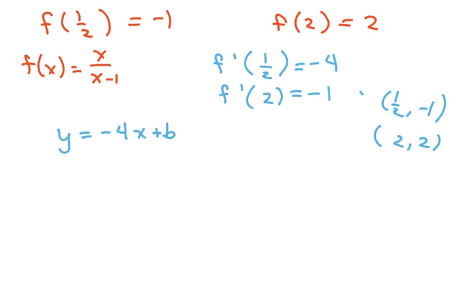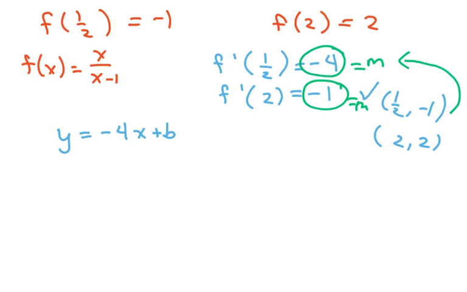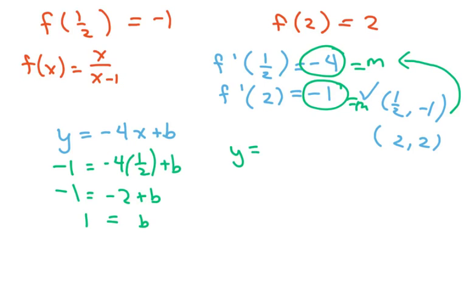So we're doing this first one here. Our slopes were -4 and -1, and this is the point that goes with that slope. So we're going to write -1 equals -4 times 1/2 plus b. So -1 equals -2 plus b, so b equals 1. So our first equation is going to be y equals -4x plus 1.